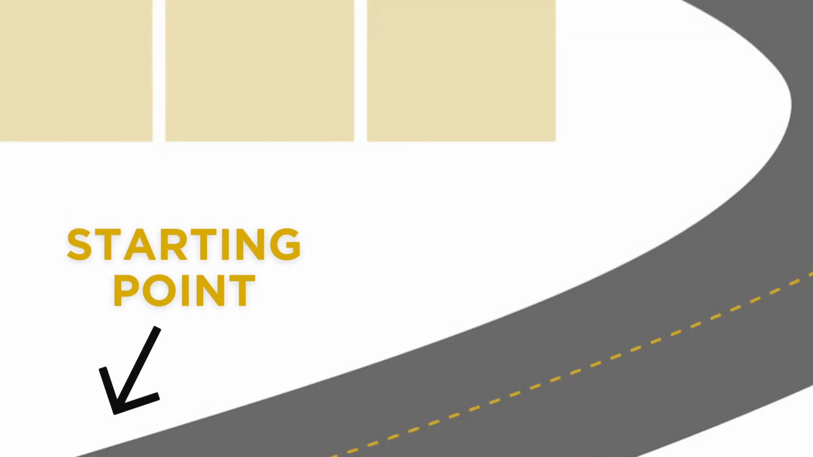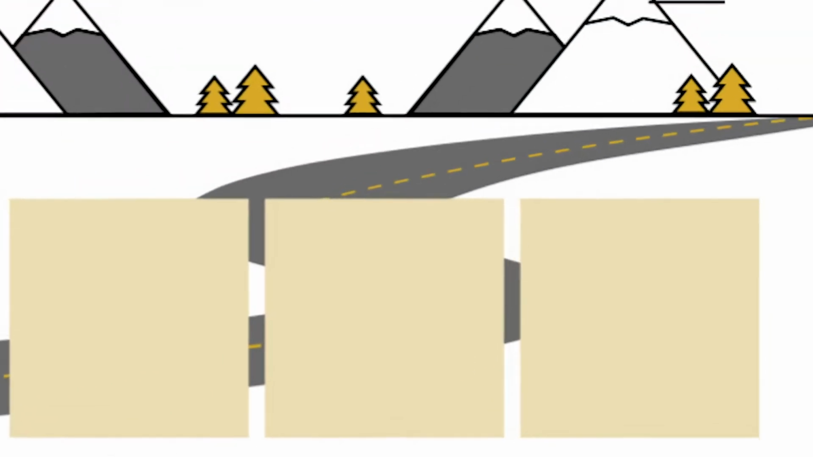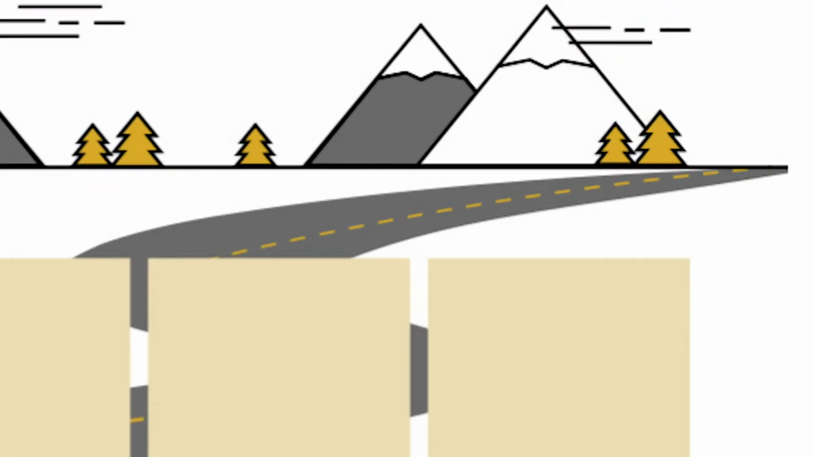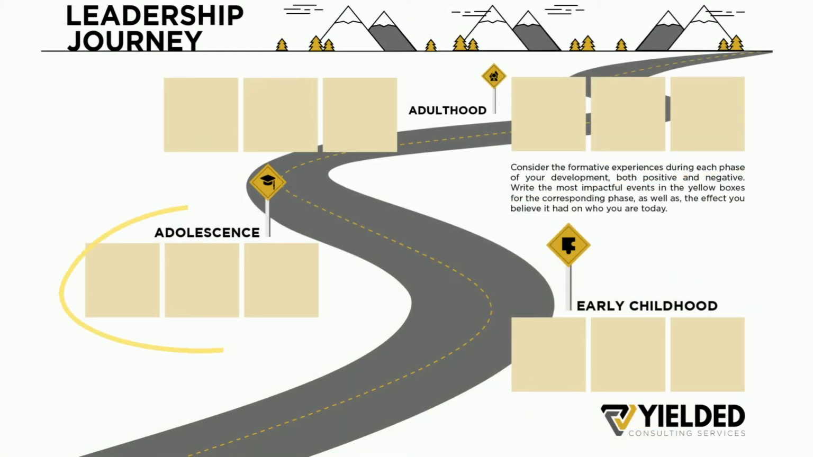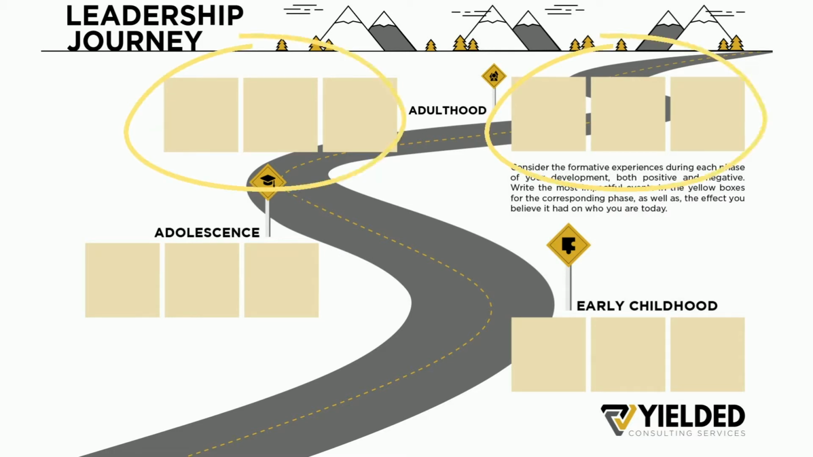The road has a starting point, but doesn't yet have an ending point. It includes 3 different phases: early childhood at the bottom right, adolescence in the middle, and adulthood. Together, we're going to use this tool to consider the formative experiences during each phase which have shaped your development, both positive and negative. In early childhood, authority figures are largely writing into our story.